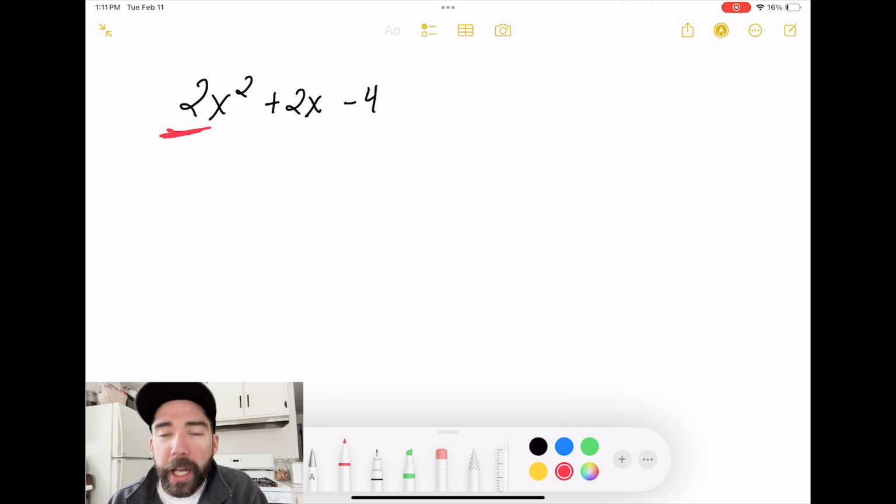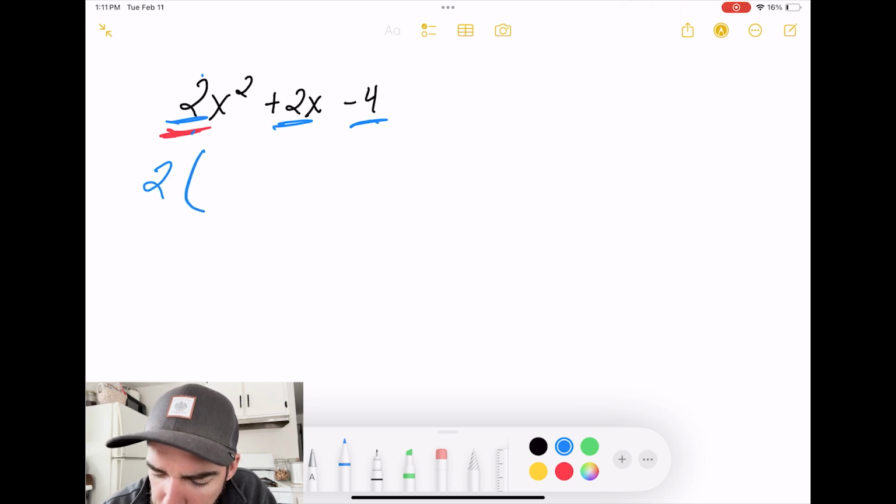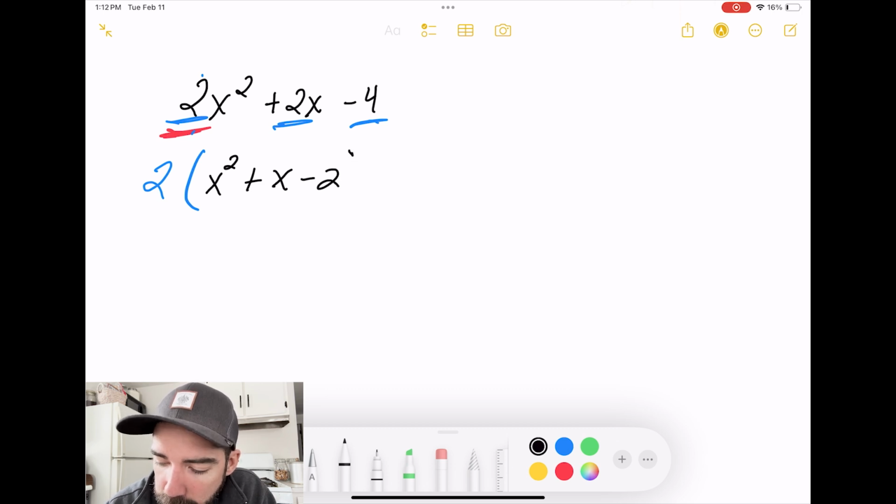We've got to recognize that there is a greatest common factor in all of these, right? In this and in this and in this. There's a number that we can factor out. What is that number? You said it. I see your hand in the back there, Jimmy. 2. So if we factor out a 2, our expression becomes x squared plus x minus 2.